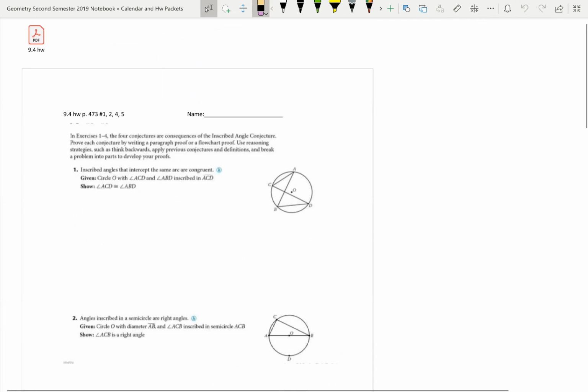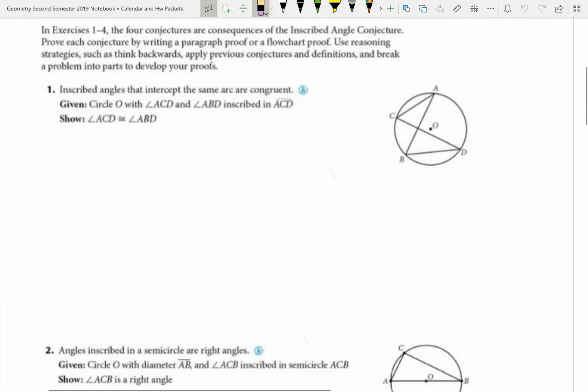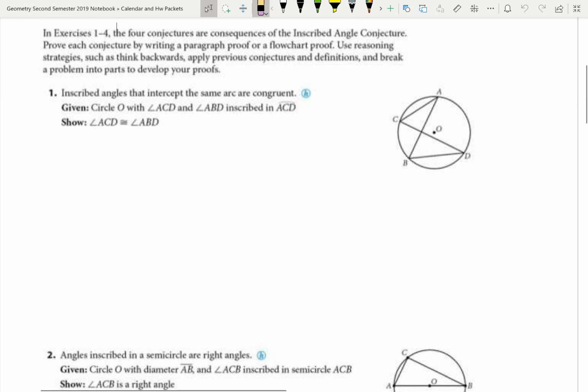Okay, this video is going to go over the 9.4 homework, starting with number 1. It says, go ahead, exercises 1 through 4. The 4 conjectures are consequences of the inscribed angle conjecture. Prove each conjecture by writing a paragraph proof or a flowchart proof. Use reasoning strategies such as thinking backwards. Apply previous conjectures and definitions and break a problem into parts to develop your proof.